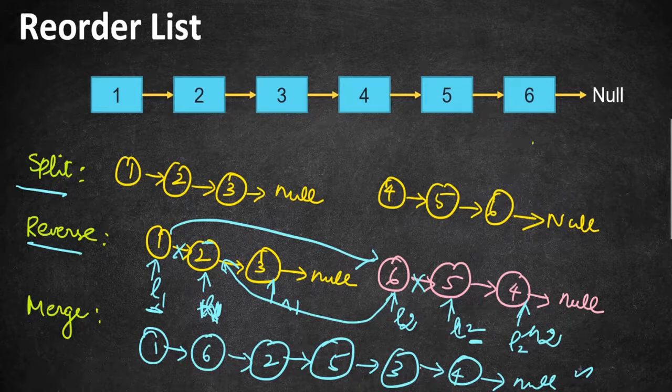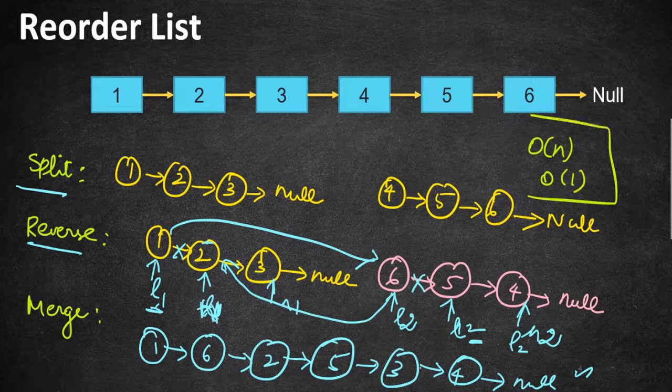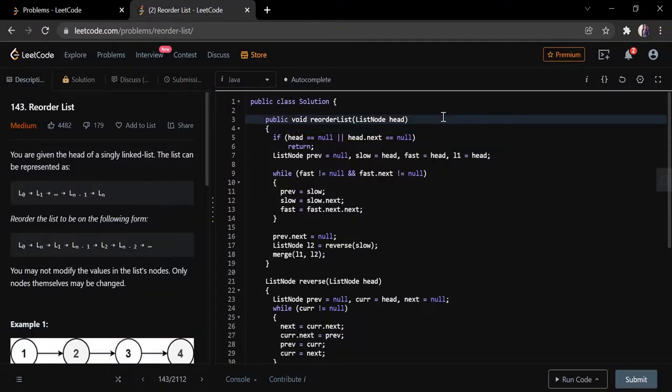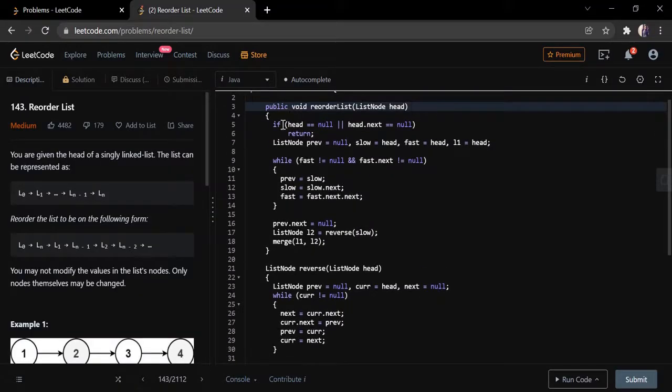So before getting into code, this is going to work in big O of n time and big O of 1 space complexity. So let's go to the code now. So here is the code for this problem. So here is our main method. Before getting into the main method, let me show the other 2 sub methods we have.